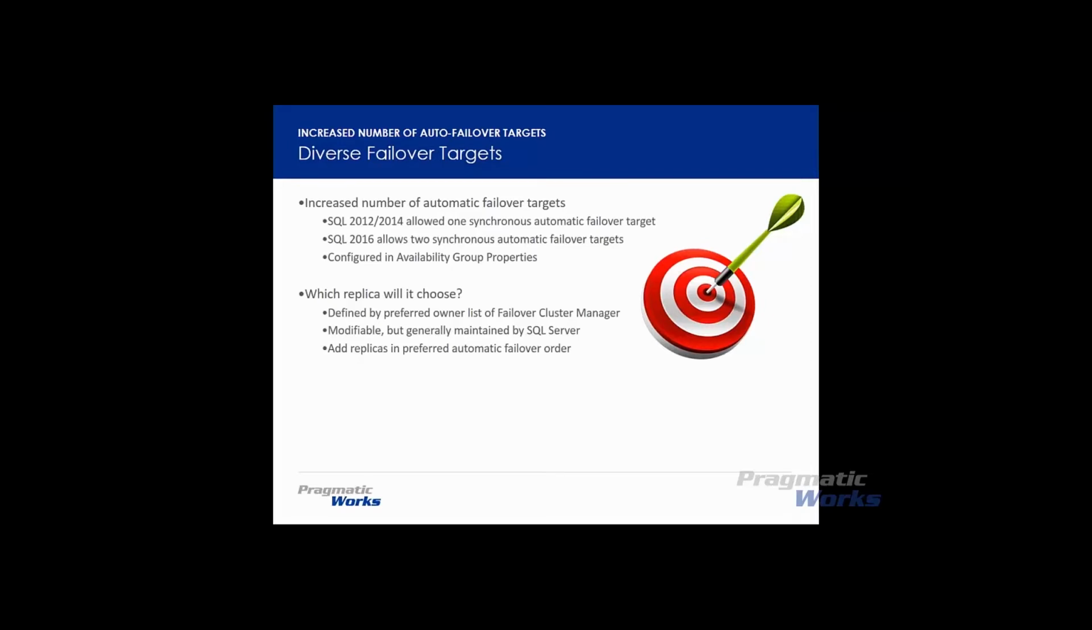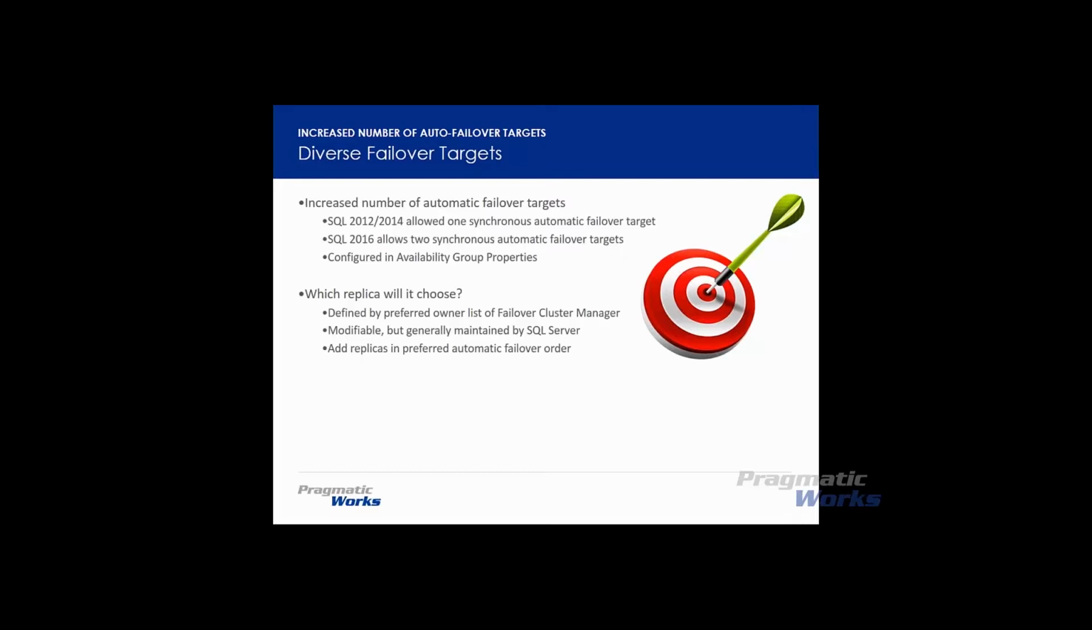Now we do. 2016, as I mentioned, allows 2 synchronous automatic failover targets. And so that gives us really a total of 3 that we can juggle, so you can handle some pretty complicated failover scenarios as a part of that.